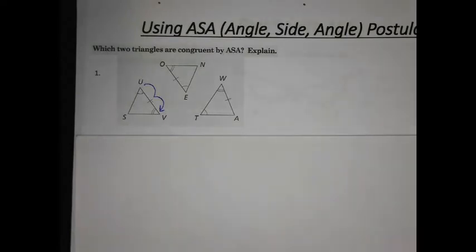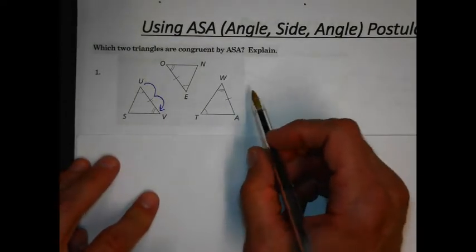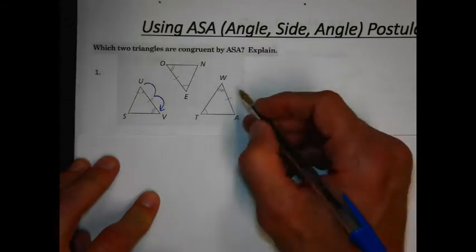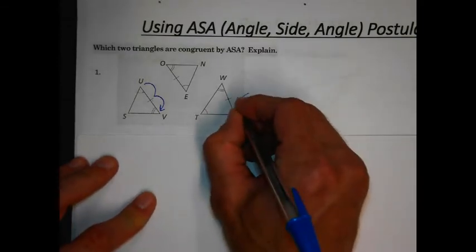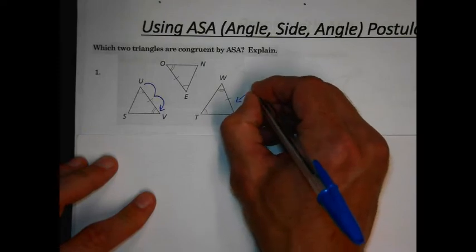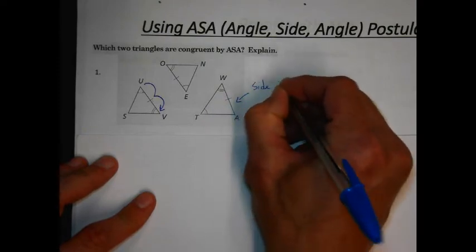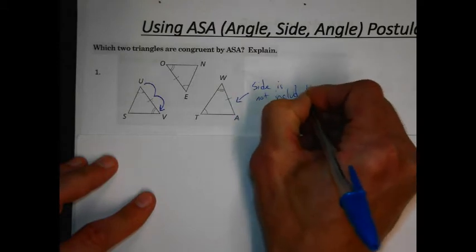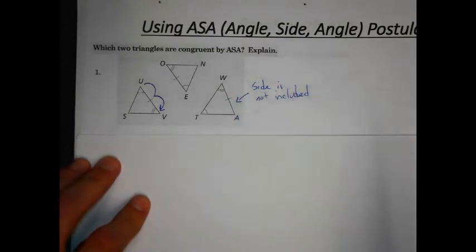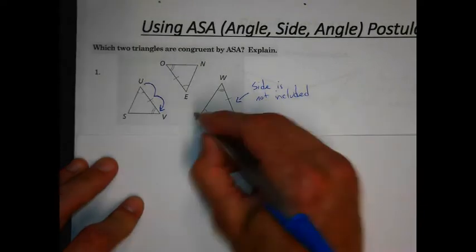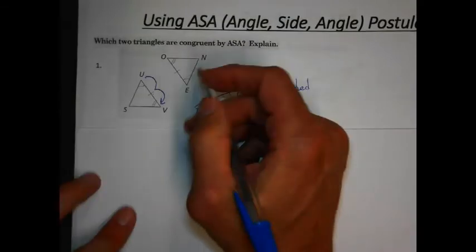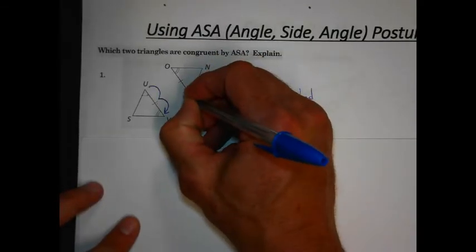First I'll give you the wrong answer, which is this one. WTA is not the right triangle, because it doesn't have the included side. The side is not included, kind of like batteries on my favorite toys: battery not included. So it isn't that one. It's got to be triangle EON, because we have angle, side, angle.